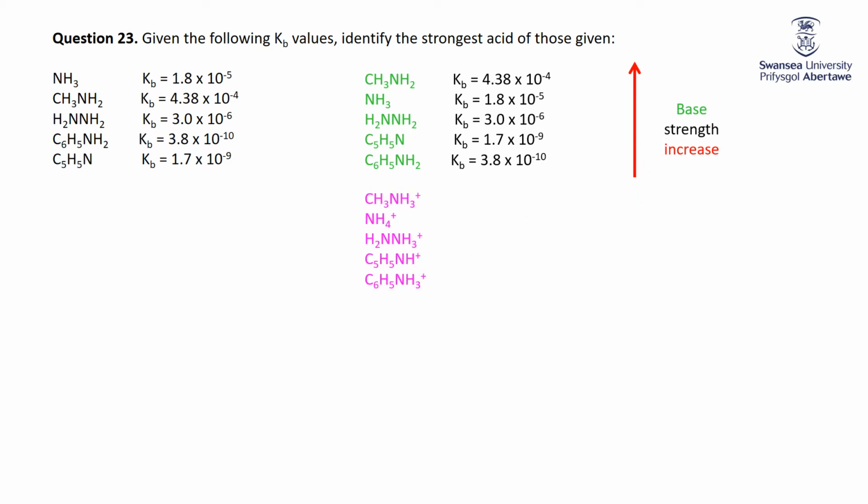Now let's write those out as their conjugate acids, so we just add H plus to all of them. This is where some of those formulas can get fun, but just every NH2 becomes NH3 plus, NH3 becomes NH4 plus, N becomes NH plus, and so on. Okay, now because that was the order of strength of increasing base, it's the same order but of decreasing acids. So therefore the strongest acid is going to be C6H5NH3 plus because it comes from the weakest of the bases.